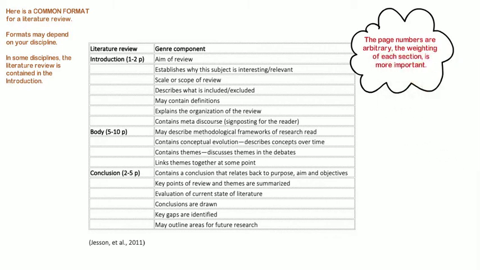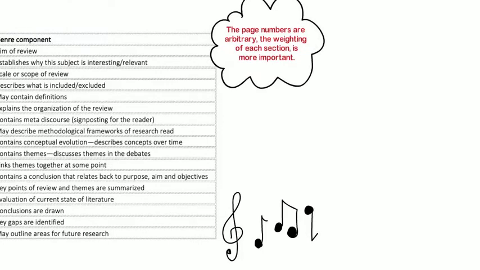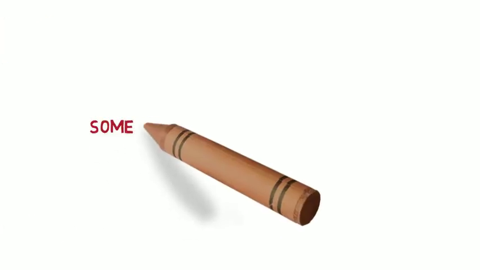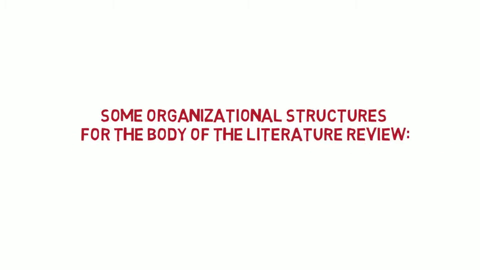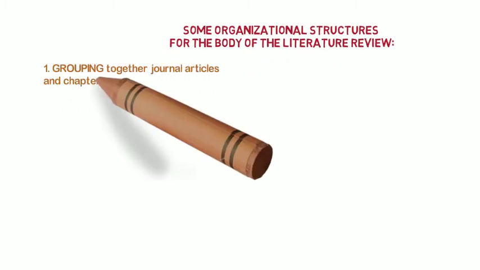Then you would have a conclusion which relates back to the purpose and the aims and the objectives. And you would really draw conclusions based on your analysis of the literature. The page numbers are completely arbitrary. They're just to show the weighting because the page numbers depend on your project.